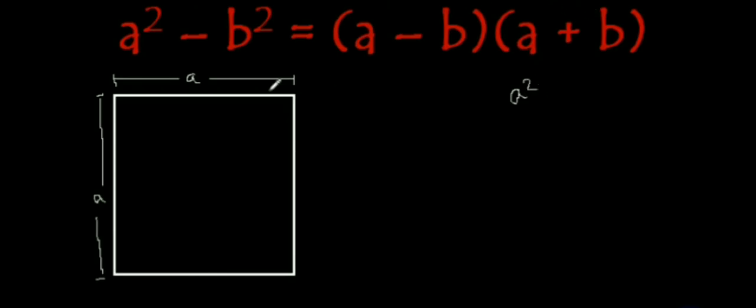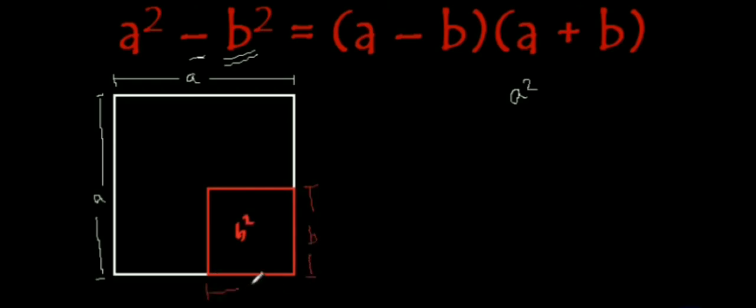And now what we have to do? Now we have minus B square. That means we have to remove a square from this area whose one side is equal to B. So I'm going to do that. So this is the square whose area is B square, right? That means each side of the square is equal to B. This is B and this is also B, right?